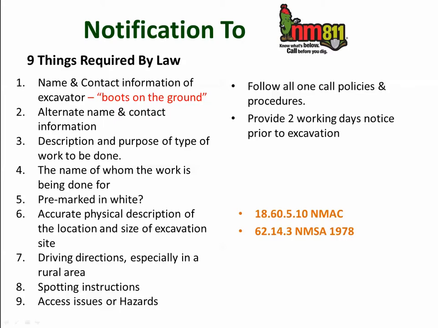Number 7, driving directions, especially in a rural area. These driving directions need to be from a well-known intersection, including mileage, highway names, street names, and cardinal directions. Number 8, spotting instructions, which is basically another way of saying where will you be digging. Number 9, any access issues or hazards.